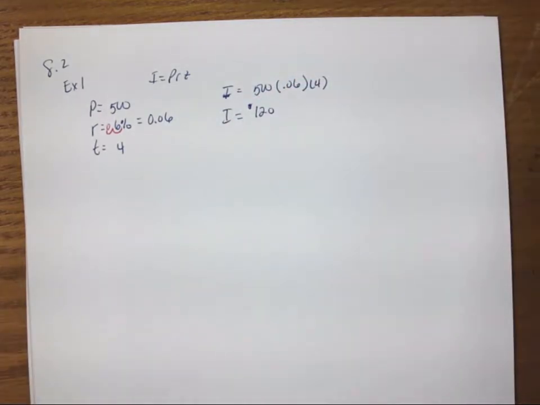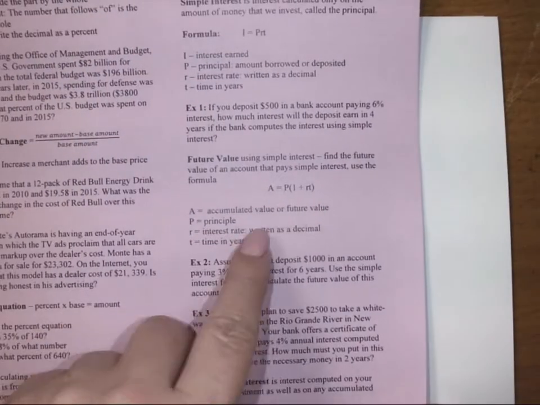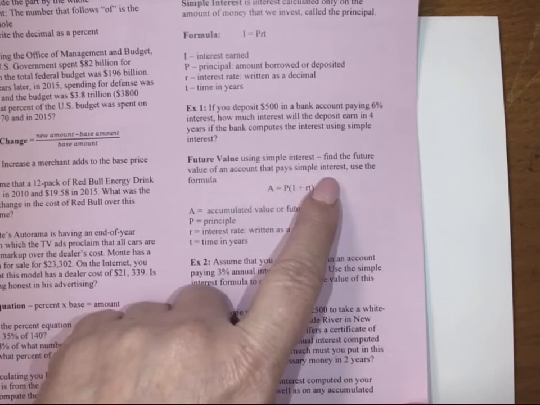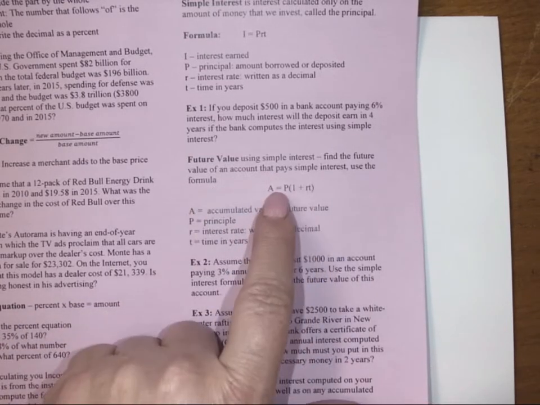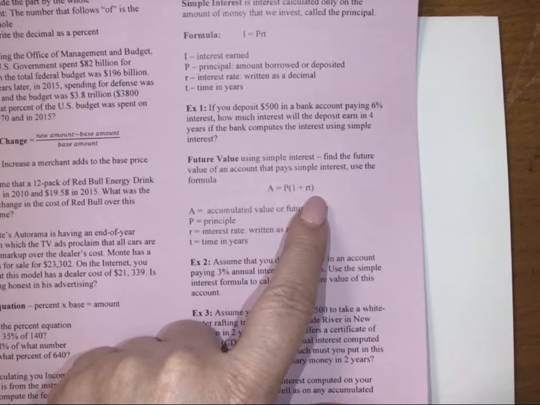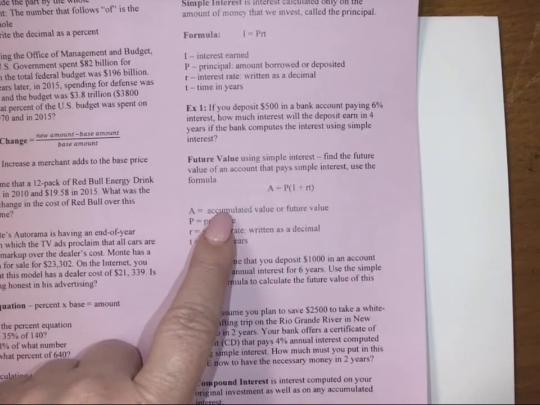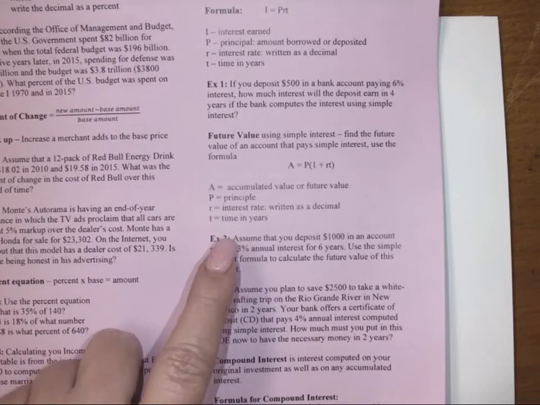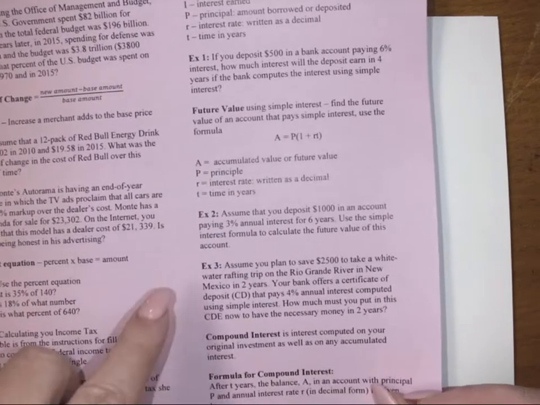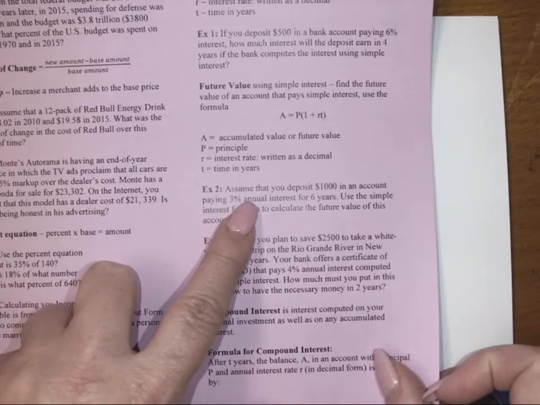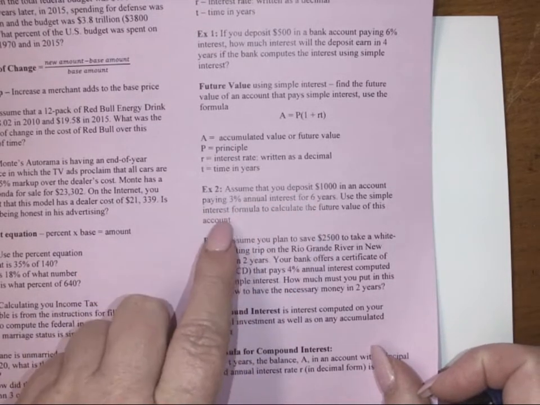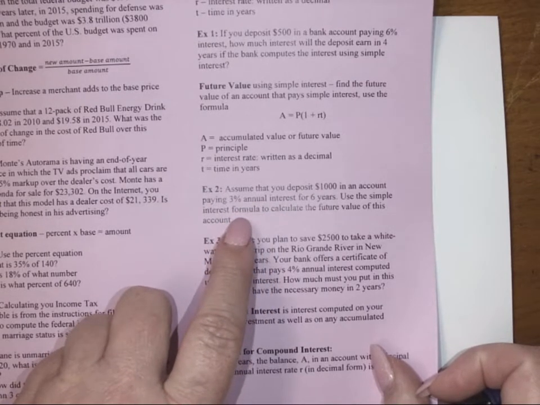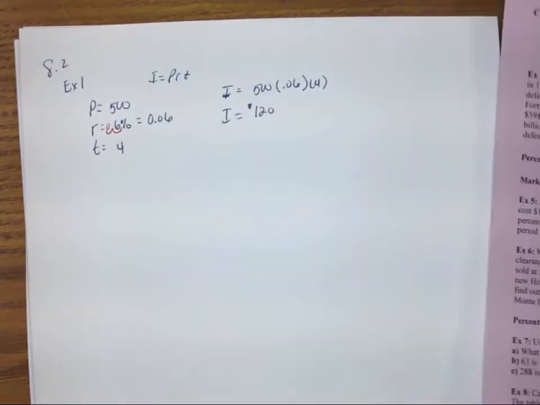So for future values, the future value using simple interest, we're going to find the future value of an account that pays simple interest using this formula of A equals P times 1 plus RT. So again, A is going to be the accumulated value, P is still your principal, R is still your interest rate written as a decimal, and T is still your time in years. So example 2, we are assuming that you deposit $1,000 in an account paying 3% annual interest for 6 years. Use the simple interest formula to calculate the future value of this account.